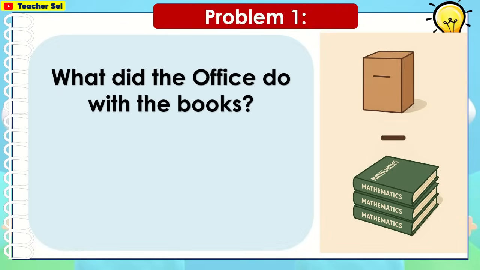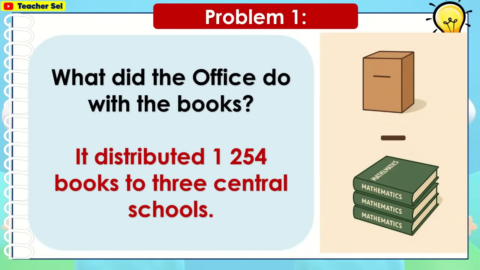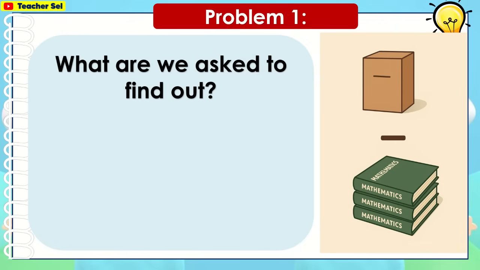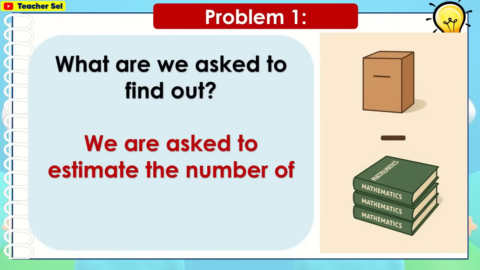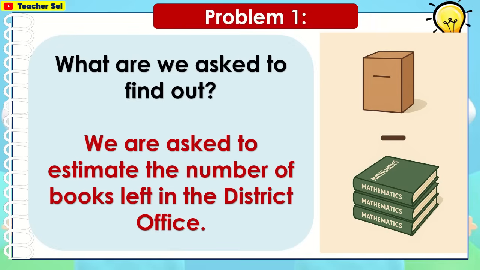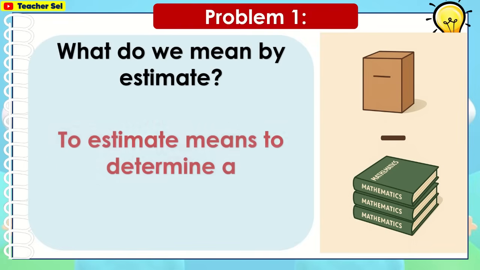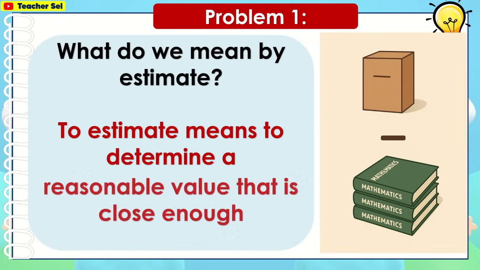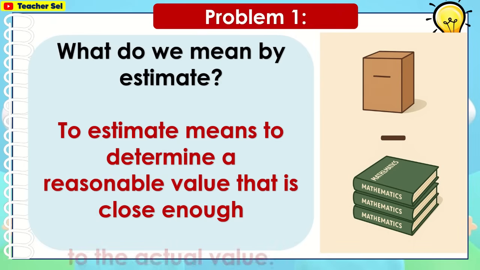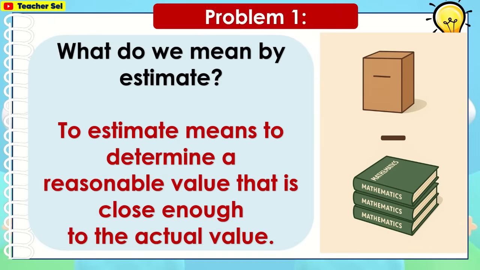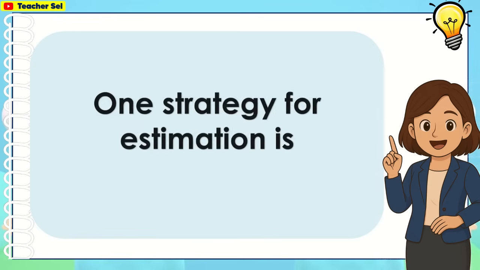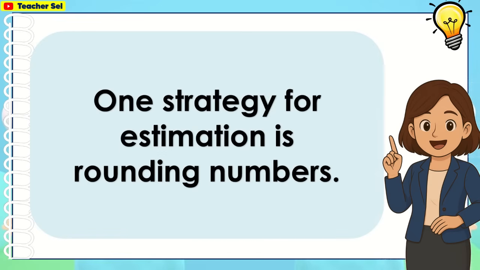What did the office do with the books? It distributed 1,254 books to 3 central schools. What are we asked to find out? We are asked to estimate the number of books left in the district office. What do we mean by estimate? To estimate means to determine a reasonable value that is close enough to the actual value. One strategy for estimation is rounding numbers.